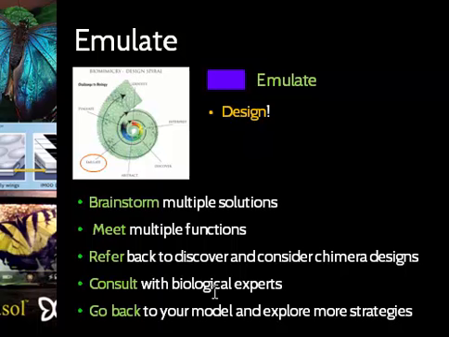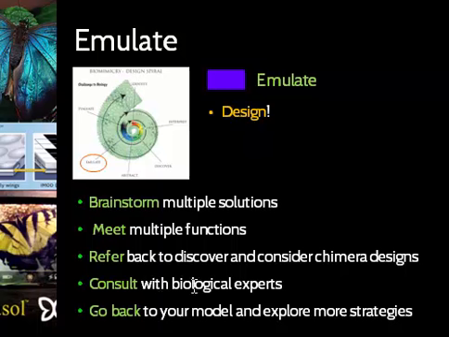So you may need to go back and consult with biological experts. How does this actually work? And if you can't emulate the one strategy that you found, maybe another organism does it in a different way that you will be able to emulate. Also go back to your model and explore more strategies. So if during the discover and abstract phase, when you discover how an organism or a system performs a given function, it may be that there are many different strategies being performed. Gosh, could you weave those strategies in since you're already emulating this thing?